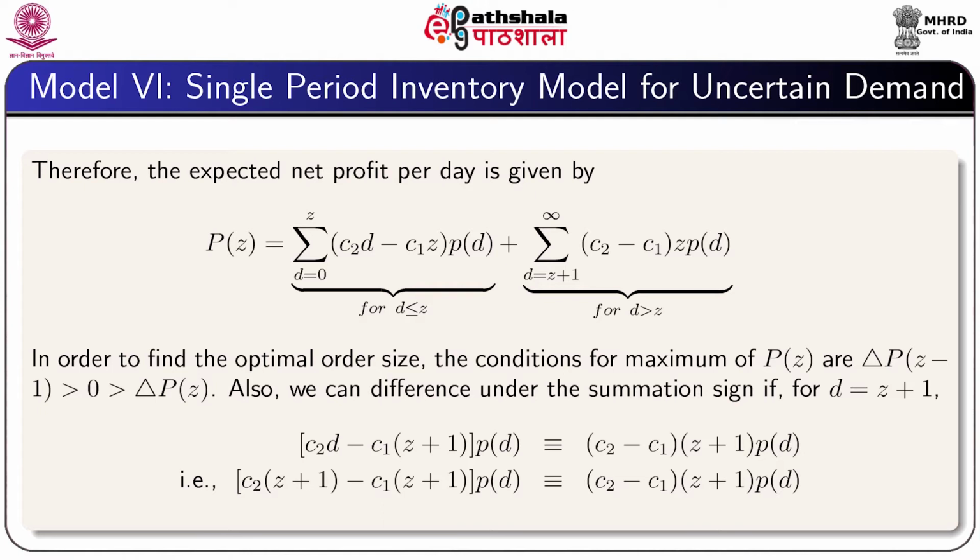In order to find the optimal order quantity, the conditions for the maximum of P(z) are delta P(z minus 1) greater than 0 greater than delta P(z). Also, we can difference under the summation sign if, for D equal to Z+1, (C2 D minus C1 Z+1) into p(D) is equal to (C2 minus C1) into (Z+1) into p(D). We can easily see that for D equal to Z+1, this condition is automatically satisfied.